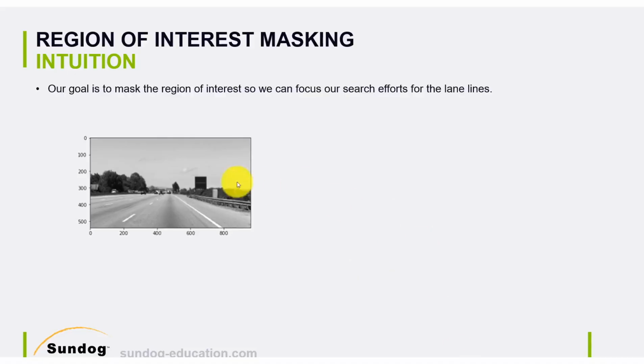I know for sure that I'm not going to be looking for a car in the sky, for instance. So if I have this image, I don't need to run my algorithms, or check or train them, on an image of the sky or of these trees. I don't really care. And that's why I need to perform what we call region of interest masking.